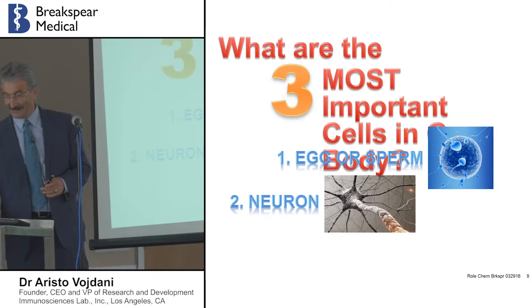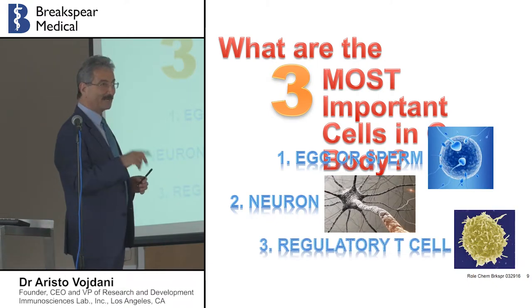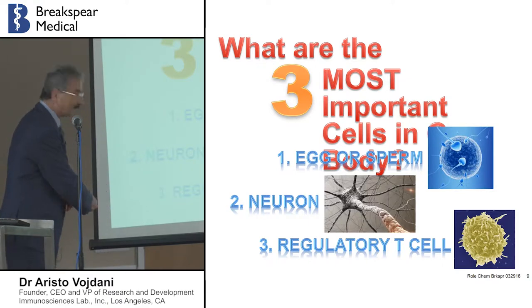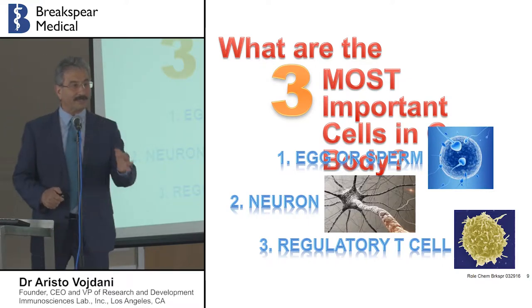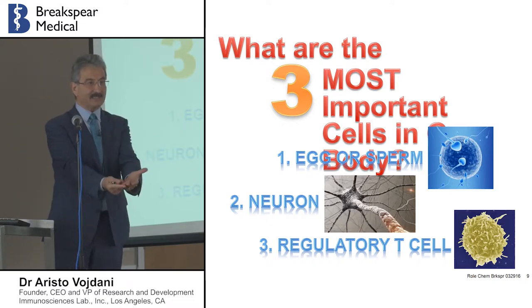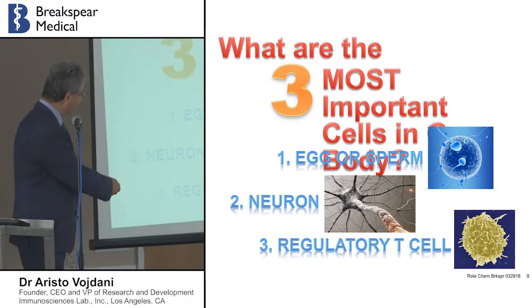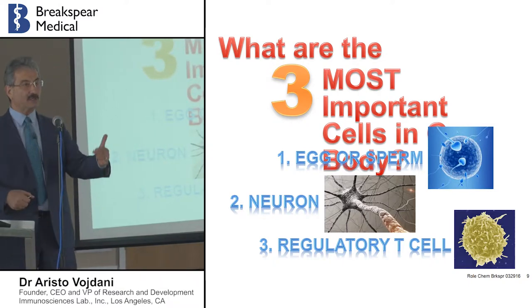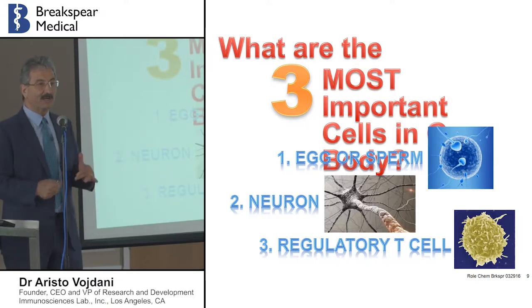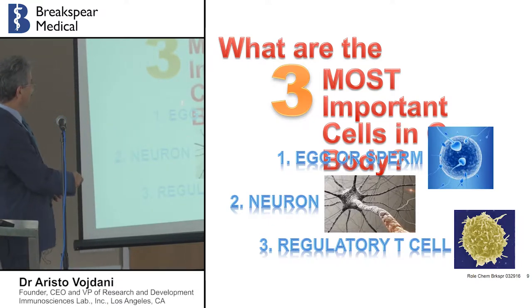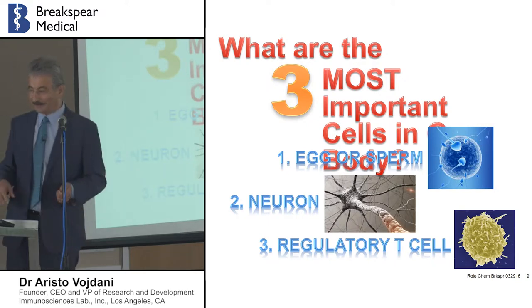And then finally, the third one, which not many of you are familiar with, is called regulatory T cells, which regulate the immune system. When tolerance is induced in our body, these cells play a significant role in the induction of oral tolerance as well as in the induction of central tolerance. That's why I believe these are the three types of cells which are extremely important in our body.